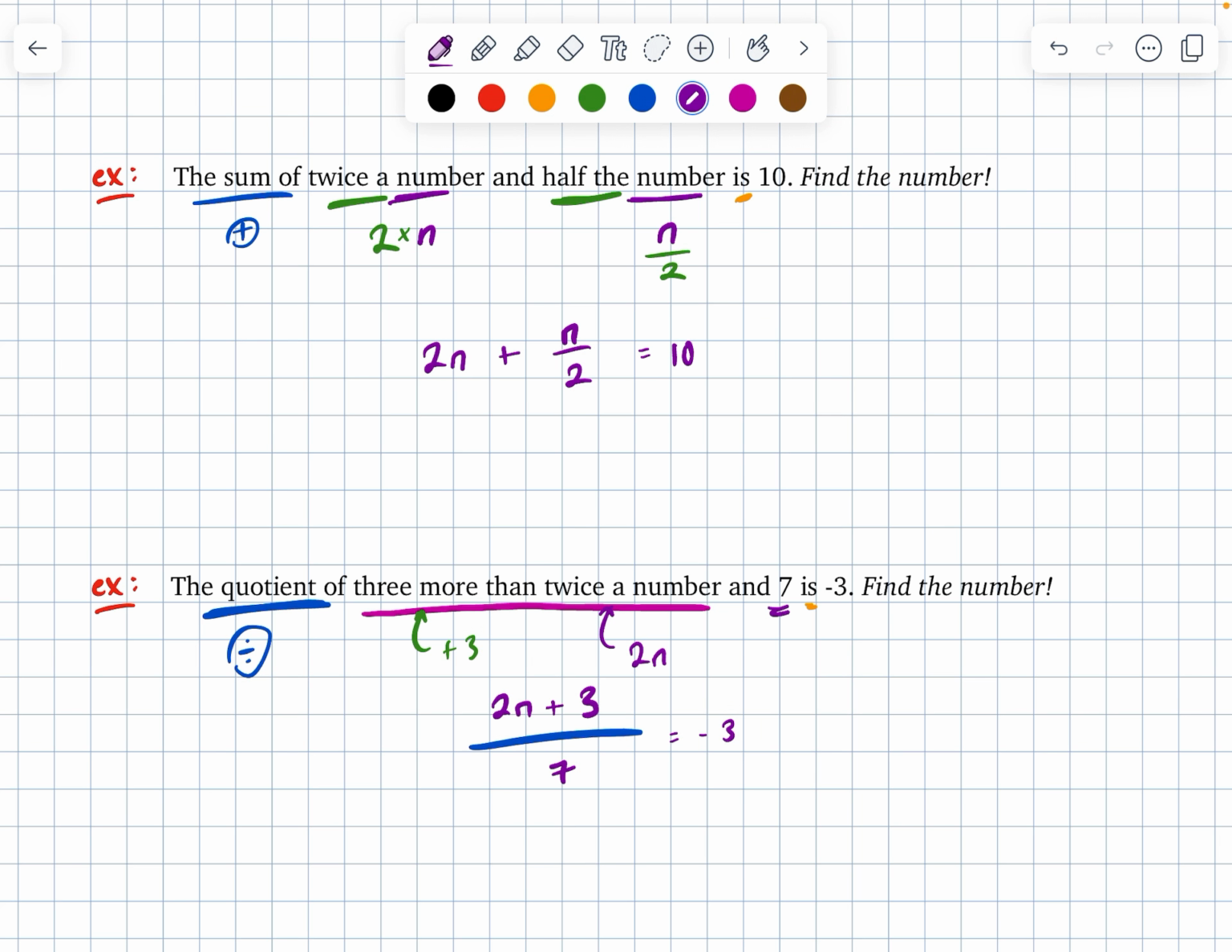Okay, you've got some equations. If you haven't already solved them, pause the video real quick and do it. If you have already solved them, don't pause the video and we'll do it together.